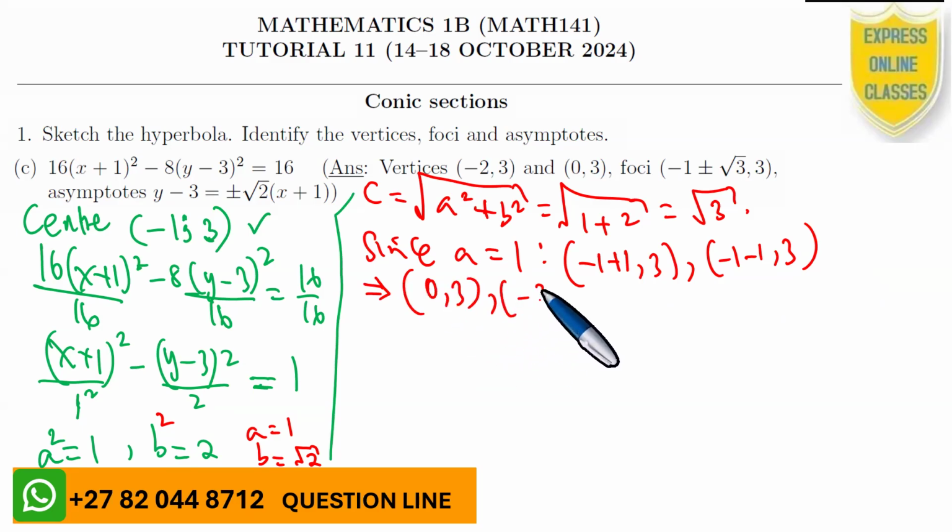Zero, 3, minus 2, 3. Okay, so these are the vertices. So here you can just write out the foci.